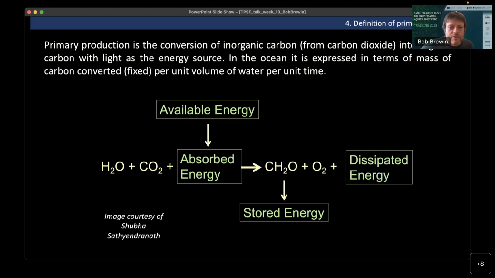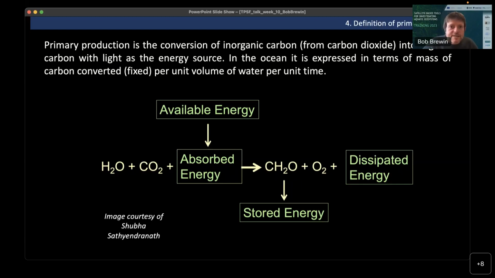And if we look at the basic photosynthesis equation and how it works, we can see that we have water, H2O, and we have CO2. We use the available energy in the form of sunlight that's absorbed by the phytoplankton through the process of photosynthesis. And these elements and compounds are converted into carbohydrates, stored energy, plus oxygen. So oxygen is produced, and dissipated energy. So that's the basic equation of photosynthesis.